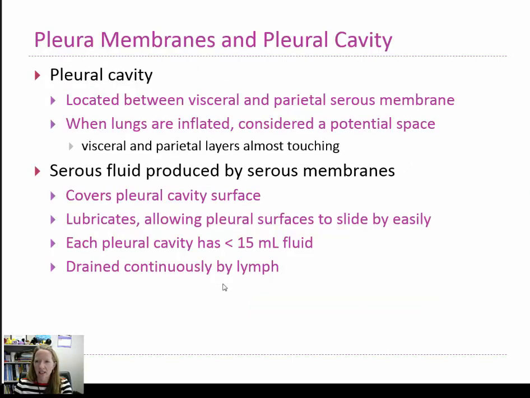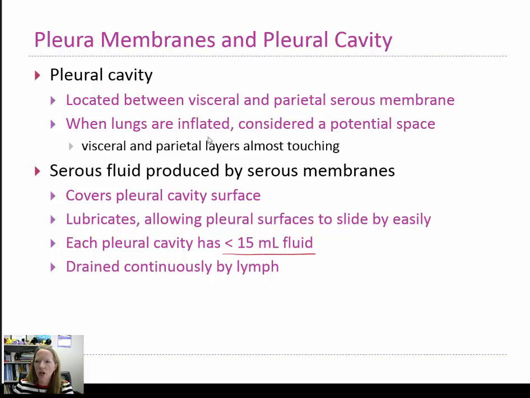As far as that pleural cavity, remember we talked about the pericardial cavity, and so you do have a pleural cavity in between those two membranes. Usually, though, the visceral and parietal pleura are almost touching. They are very, very close together. So there is some serous fluid found in there. It's not a whole lot. Look, there's only about 15 milliliters of fluid.